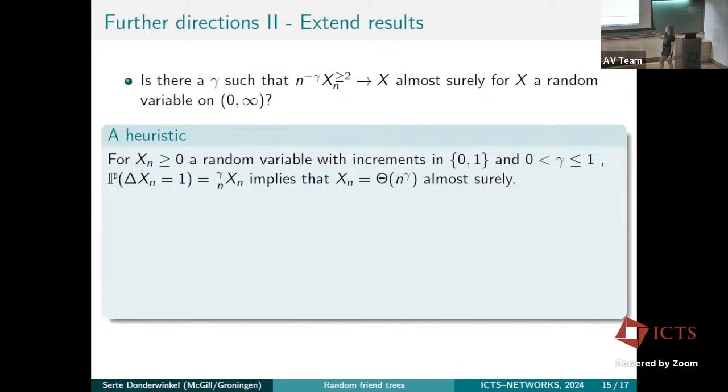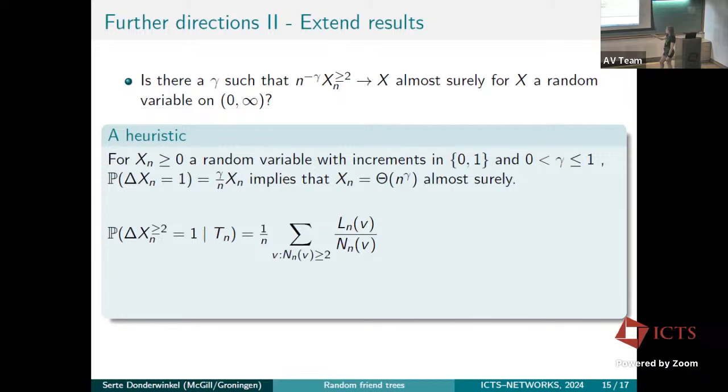So if we have a random variable, so this is again this sort of urn reasoning, with increments in 0, 1 and some gamma such that the probability that it increases is gamma over n times x_n, then we see that x_n grows like n to the gamma. You can think about the differential equation method if you want to convince yourself of this.